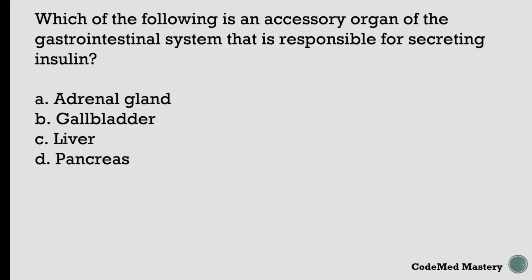First question, which of the following is an accessory organ of the gastrointestinal system that is responsible for secreting insulin? So the right answer is option D, pancreas.